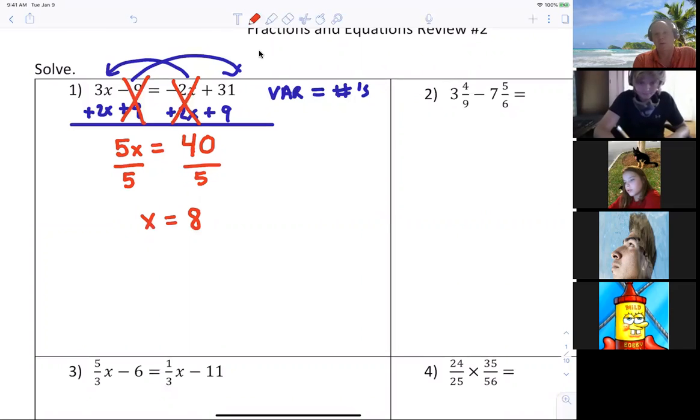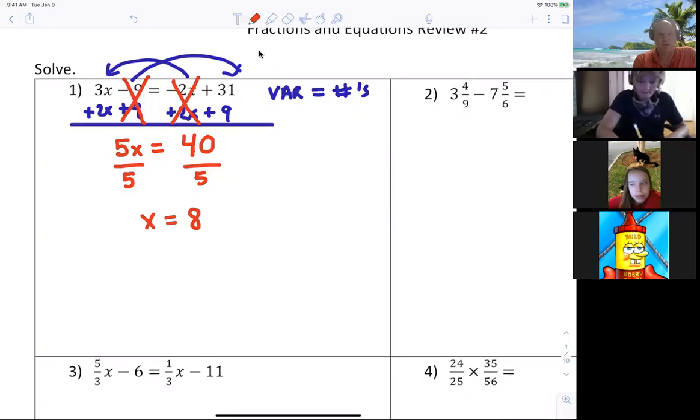Now, this is where I'm having trouble. Anybody have any questions with number 1? Extra step, but I got the same answer. That's perfectly fine. I just don't get how to do the second step. I just don't know which ones to add and which ones to, like, you know.